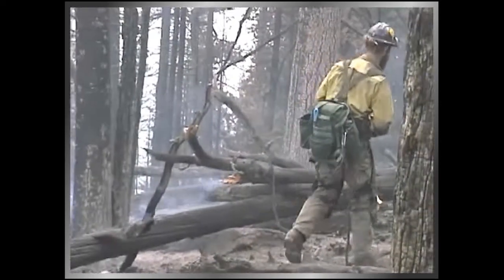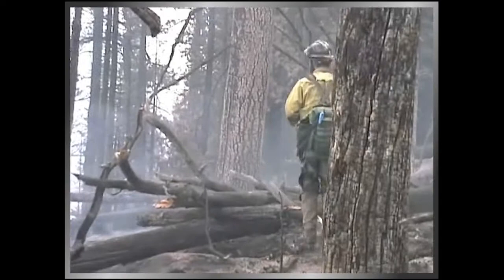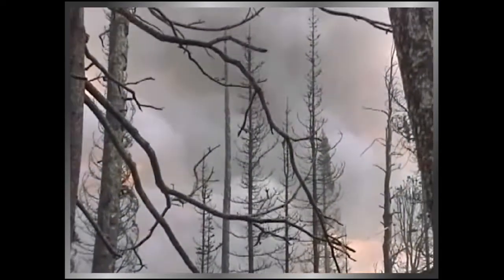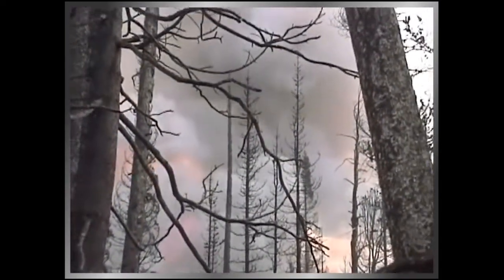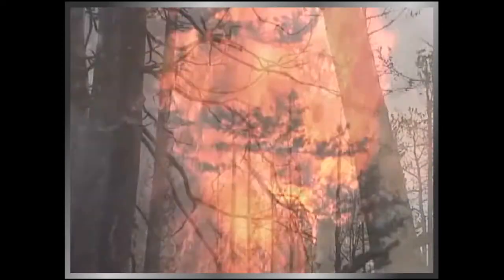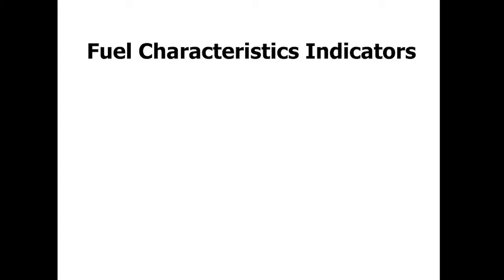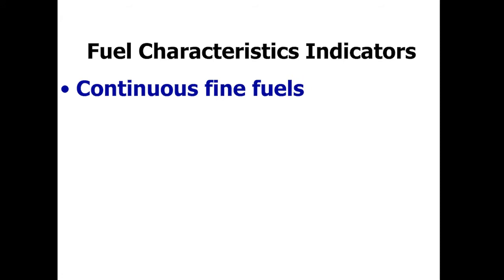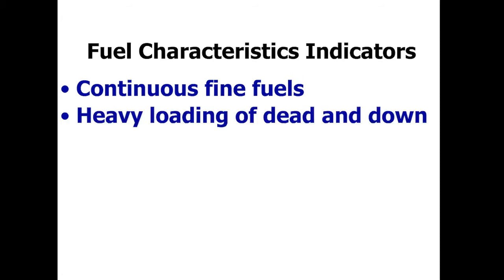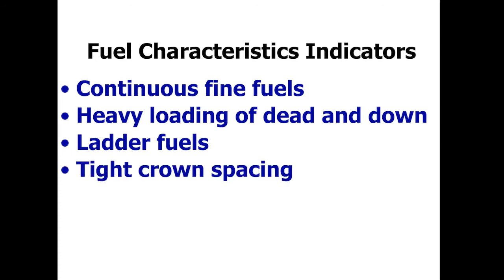When scouting the fire, look for these fuel characteristic indicators. Think about how they may interact with other indicators, such as slope and wind. Add those observations to your mental model of the fire and estimate potential fire behavior hazards. We have just covered the 5 indicators for fuel characteristics: continuous fine fuels, heavy loading of dead and down, ladder fuels, tight crown spacing, less than 20 feet, special conditions.